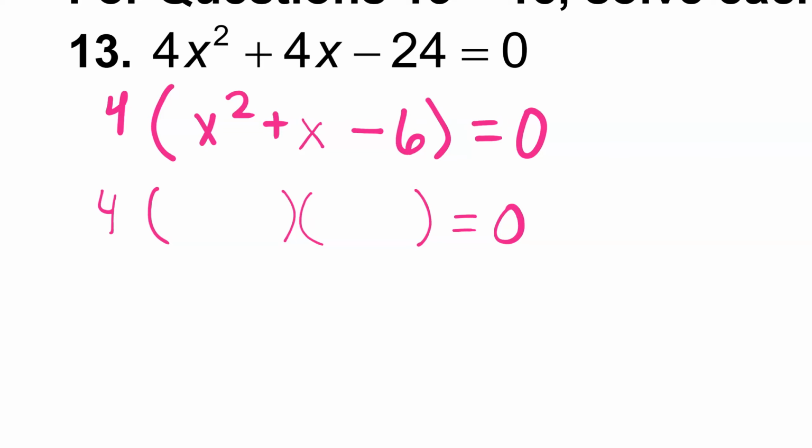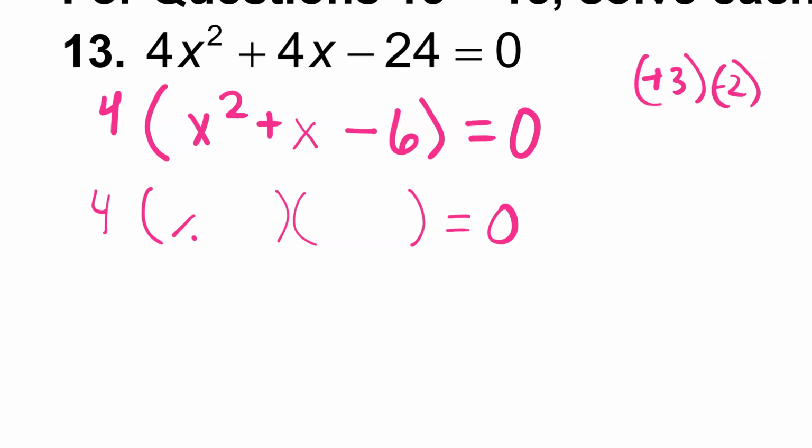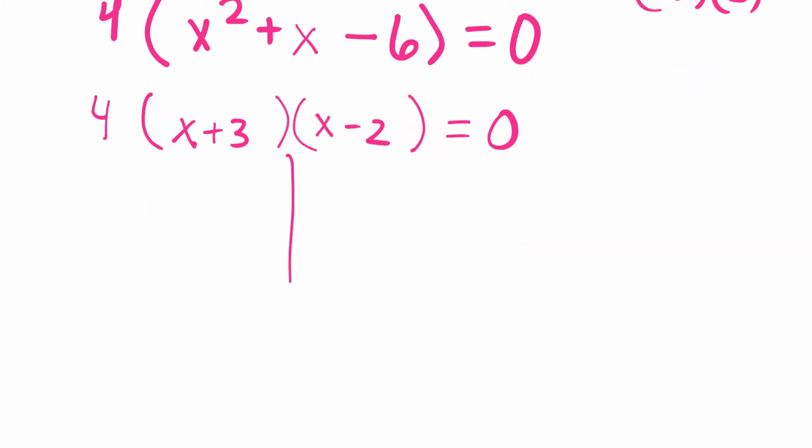Okay. So what adds to 1 and multiplies to negative 6? Plus 3, minus 2. If I have a positive 3 and a negative 2, multiply them, I get negative 6. Add them, I get 1. Perfect. So I have x plus 3 and x minus 2, fully factored. If we set each factor equal to 0, there's only 2 factors with x. So I'm only setting x plus 3 equal to 0 and x minus 2 equal to 0. The 4 doesn't do anything, because I can't set 4 equal to 0. That's not true, so it's not going to give me a solution.